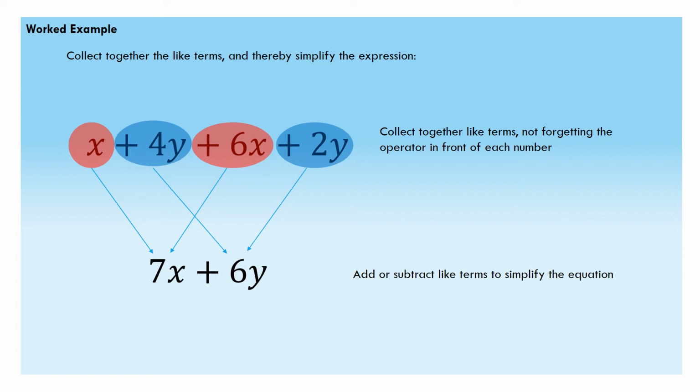So if you look at the red bubbles there, x plus 6x, because I'm including my operator here, equals 7x, and plus 4y plus 2y equals 6y. So the equation, when we collect the like terms, simplifies down to 7x plus 6y.